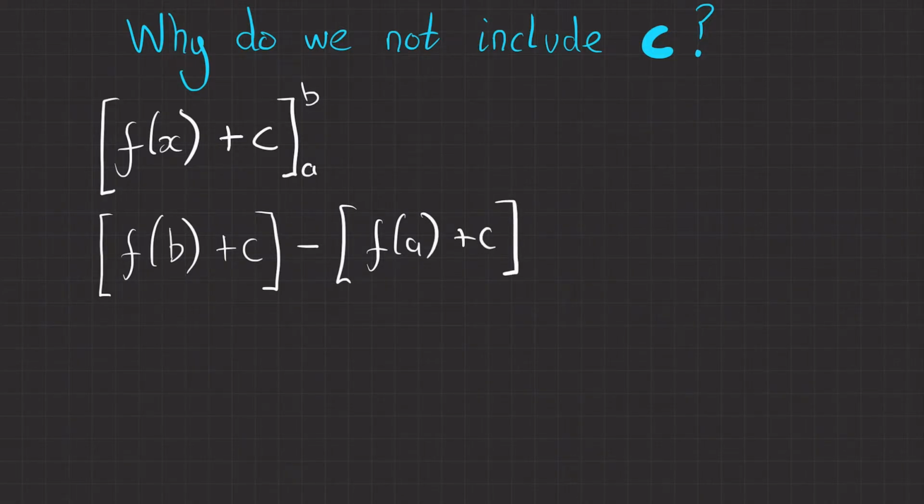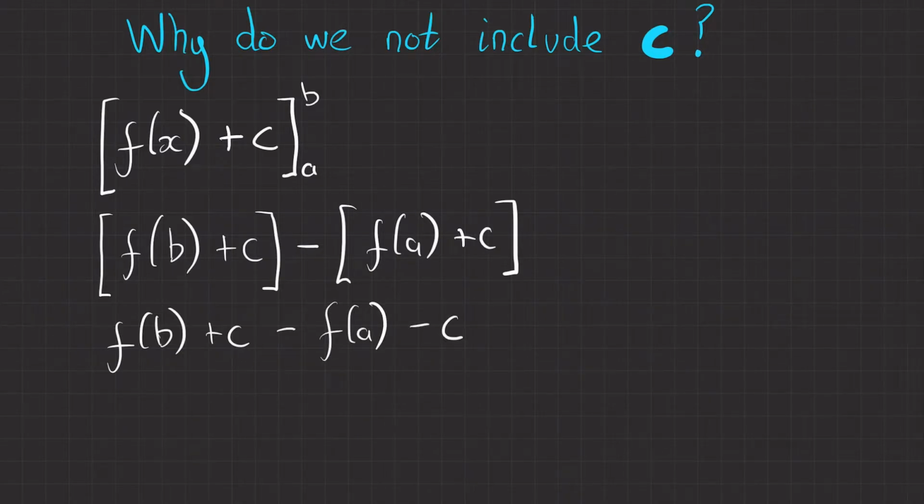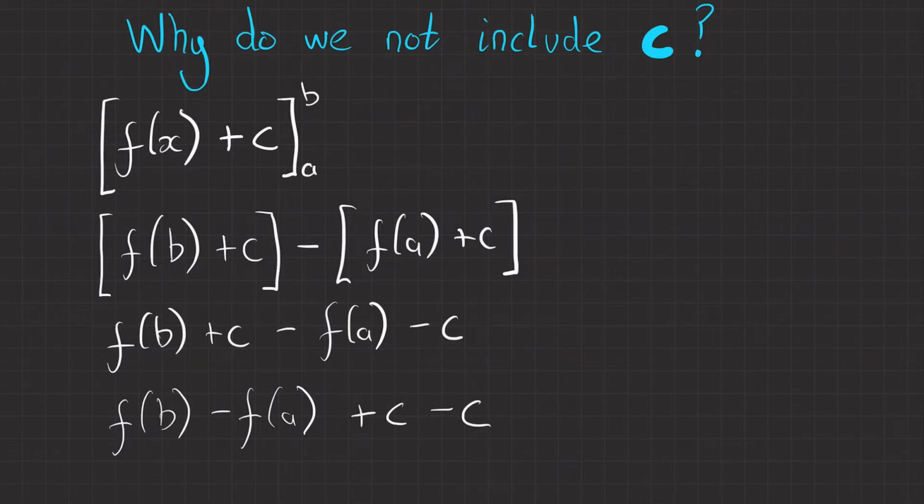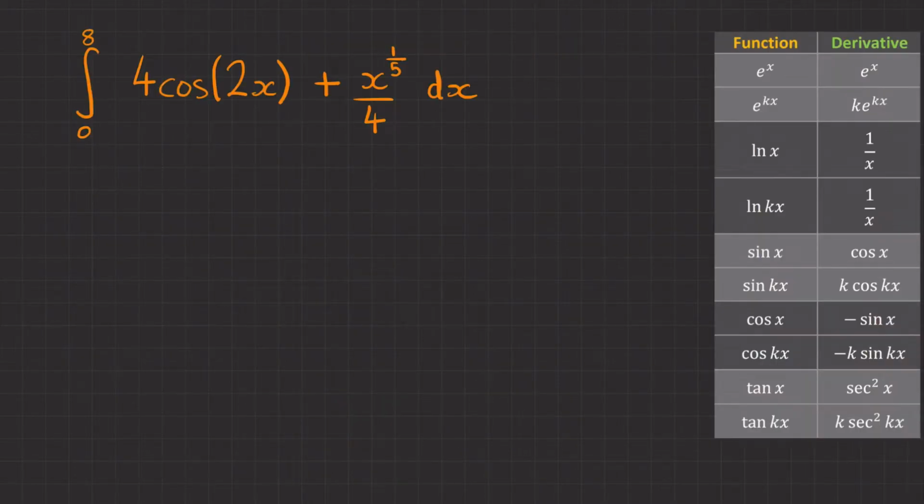Now if we take it out the brackets and make it nicer, we'll have f of b plus c minus f of a minus c, and then I'll just rearrange this a little bit. So we'll have f of b minus f of a plus c minus c. So if we look at this part here now, you can see that c and minus c cancel out. So because they cancel out, we don't tend to write c in the process. Second question, then there'll be some questions for yourself.